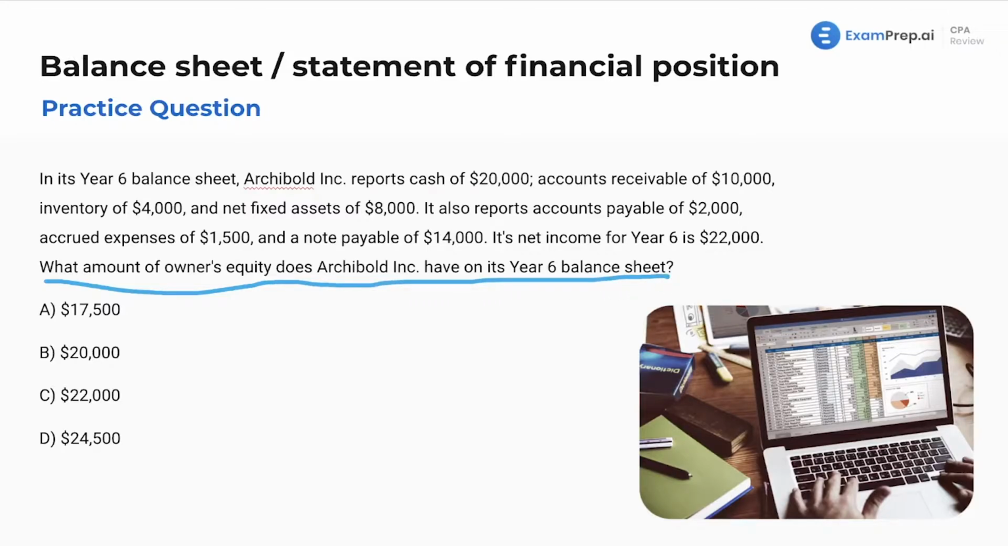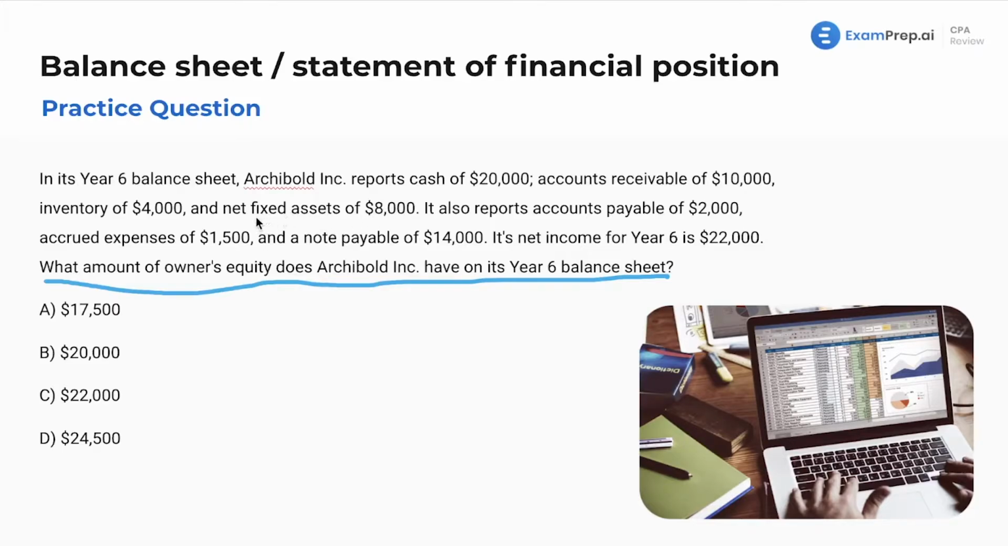All right. What amount of equity? And especially for a question like this, it's important to think what formula or what concept might be critical to understanding this. We see that we have assets, we see that we have liabilities. My inclination is that we're going to be using the accounting equation, but let's read through the whole thing. In its year 6 balance sheet, Archibald Inc. reports cash of $20,000, AR of $10,000, inventory of 4, and net fixed assets of 8.